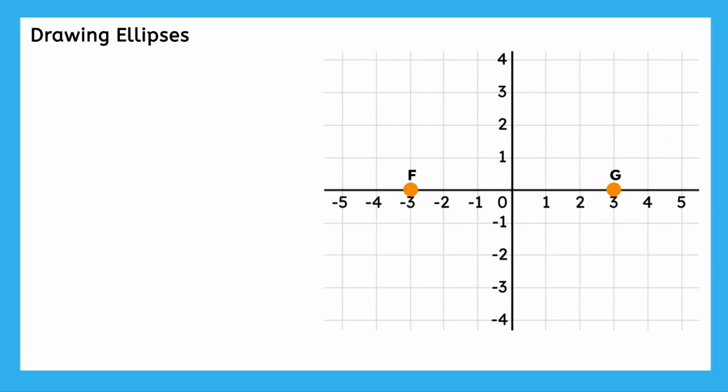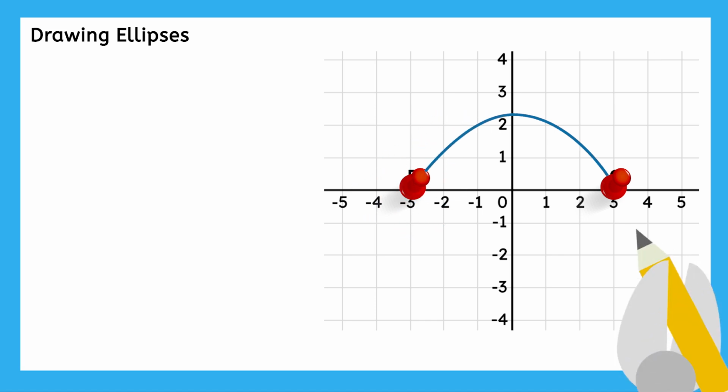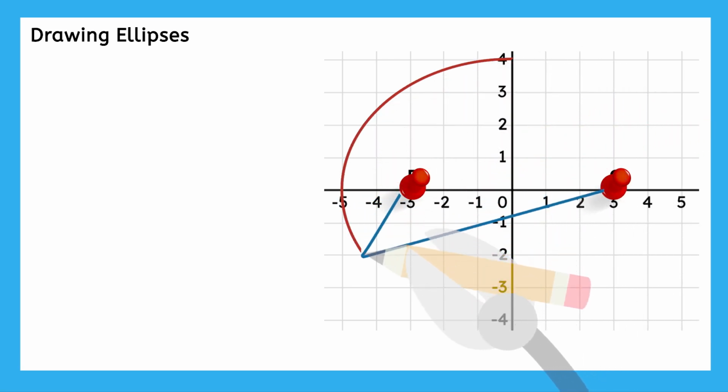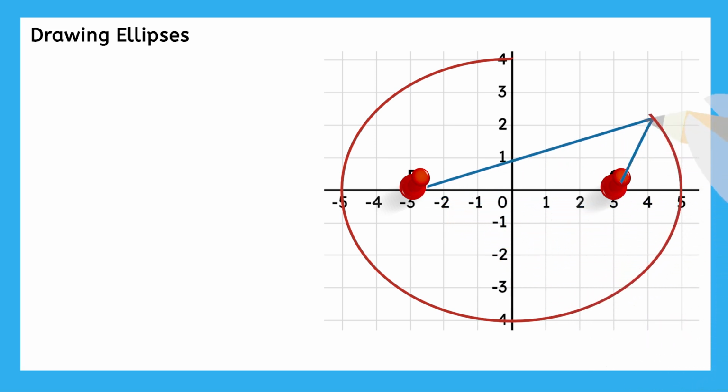First, picture placing two pins, one at point F and another one at point G. Then, imagine pinning one end of a string at point F and the other end at point G. Now, let's grab a pencil and use the tip of it to pull the string taut, placing the tip at the point (0, 4). Keeping the string taut, let's slide our pencil around the points F and G. And voila! We have an ellipse. As we further explore ellipses, keep in mind this drawing technique, as it will reveal some important properties of ellipses.